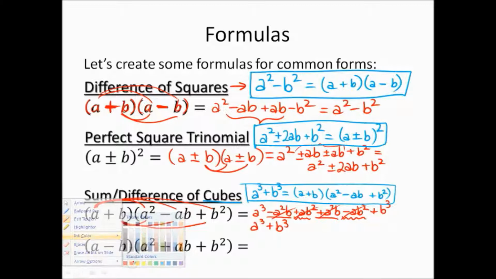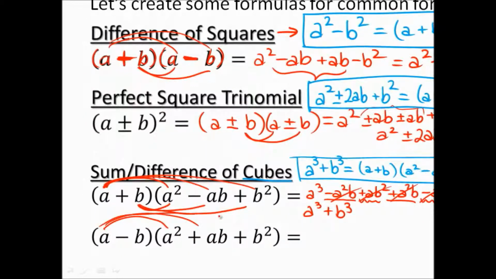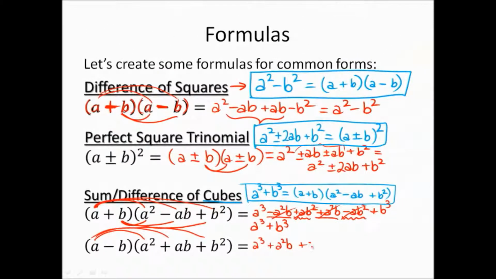So in red here, we're going to multiply all the terms by A and then all the terms by negative B and see if something happens differently this time. So multiplying everything by A gives us A cubed plus A squared B plus AB squared. Multiplying everything by negative B is going to give us negative A squared B, negative AB squared, and negative B cubed. Let's see if the middle terms cancel out.